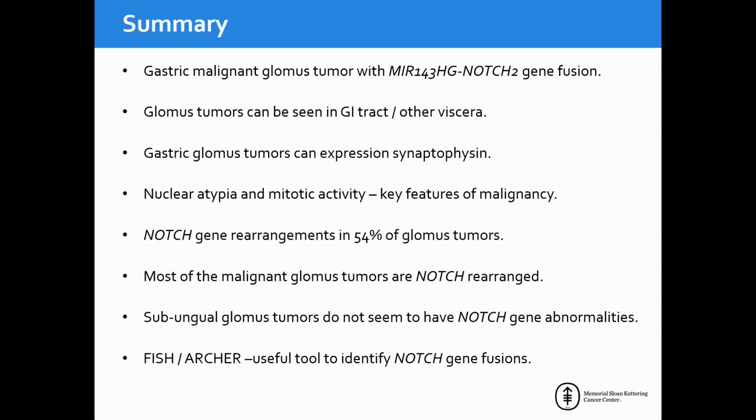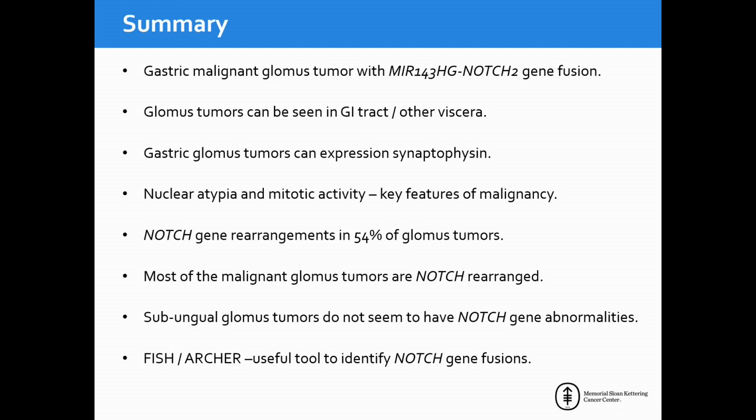So summarizing, I've presented a case of a gastric malignant glomus tumor with microRNA 143 Notch2 gene fusion. Glomus tumors, apart from their typical locations in subungual and distal extremities, can also be seen in the GI tract and other viscera, particularly the gastric location. And gastric glomus tumors do show expression of synaptophysin in a lot of cases, so a pitfall that should be in the back of the mind. And nuclear atypia and mitotic activity are key features that are indicative of malignancy.